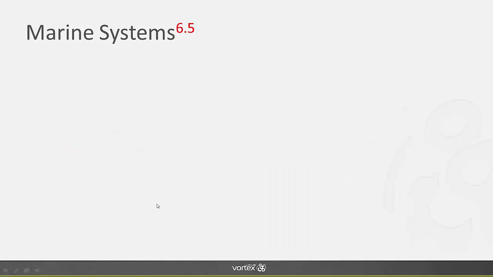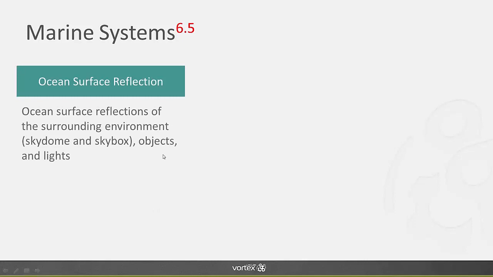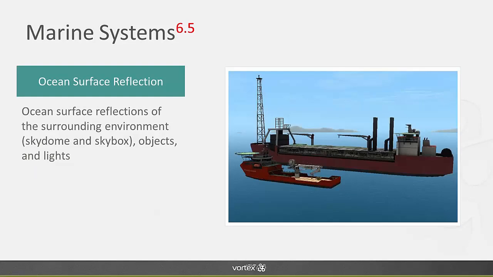6.5 saw improvements to visuals as well, and those were significant. First, the ocean surface reflection was upgraded significantly. The surface reflection added reflections for the surrounding environment elements. That includes the sky dome, the objects, and the lights.